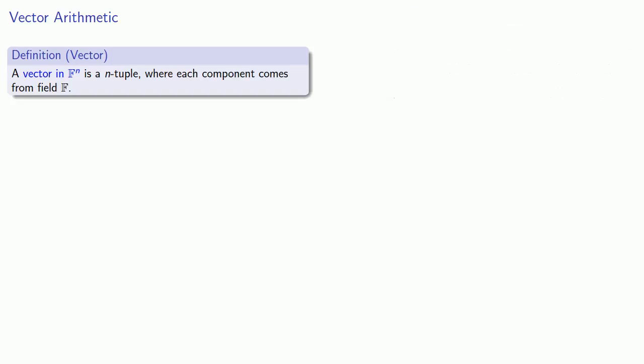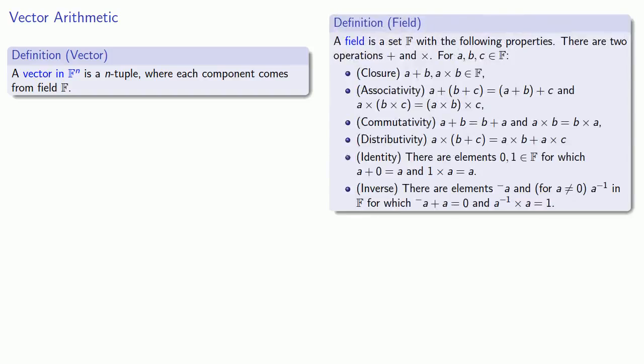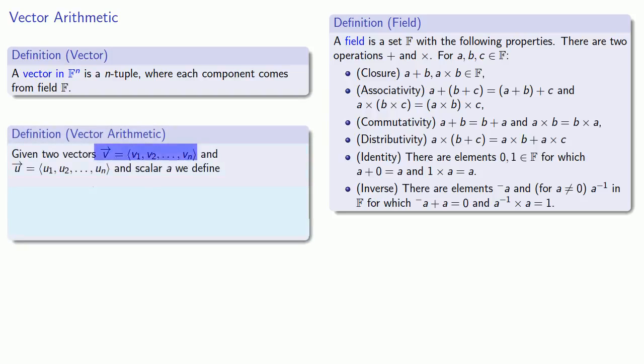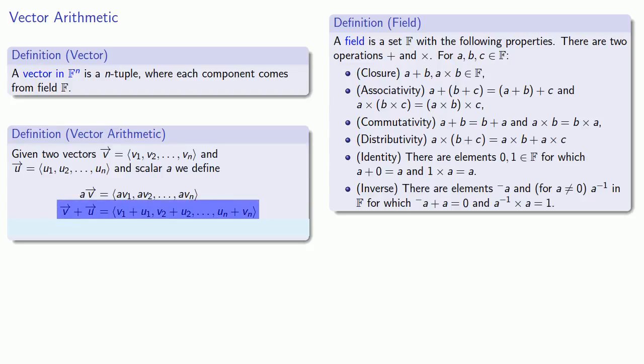But because the components came from a field, both addition and multiplication are defined for these components, and so we can define arithmetic operations as well. We'll define these operations component-wise. Given two vectors v with components v1 through vn, and u with components u1 through un, and some scalar a, we define a times v, the scalar multiple of v, to be the vector where every component of v is multiplied by a. We'll define v plus u, the sum of the two vectors v and u, to be the vector whose components are the sum of the corresponding components of the vectors v and u.